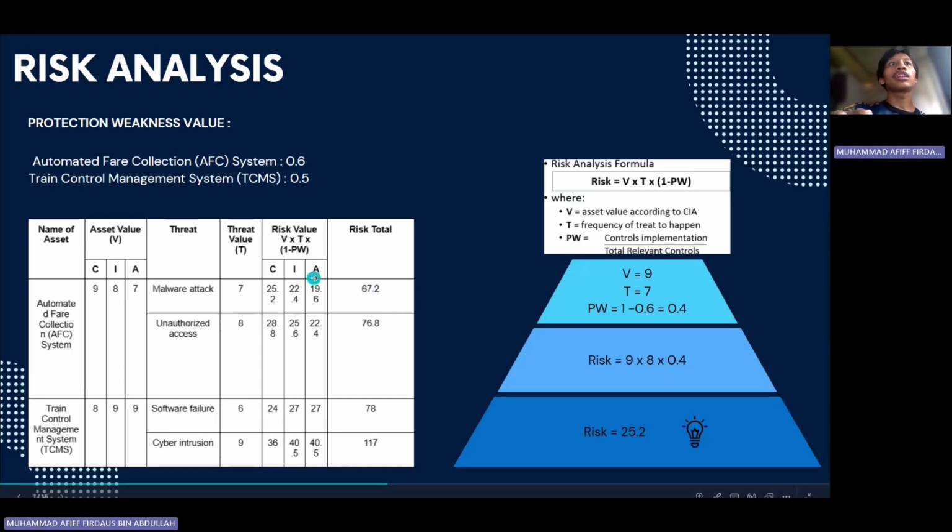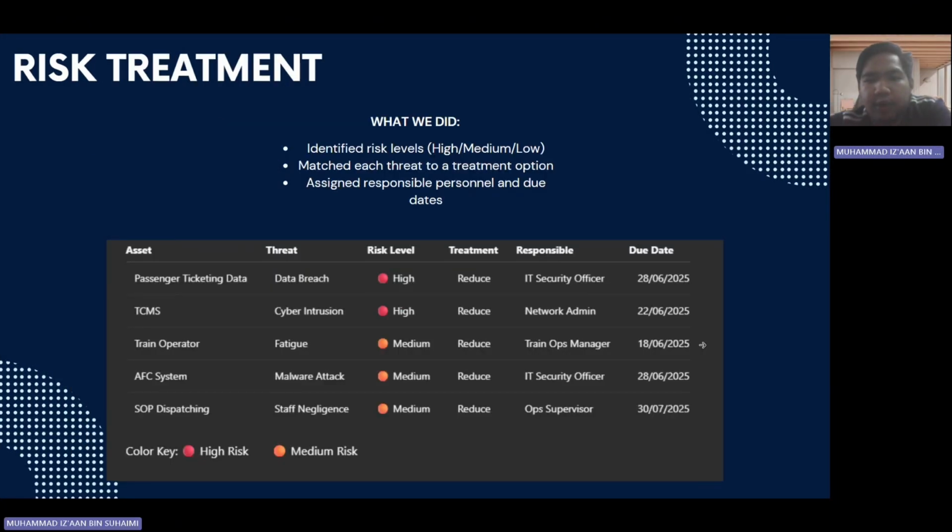So we do another calculation for integrity and availability too, and after getting all the values, we add confidentiality, integrity, and availability, and then we will get the total risk for each asset value and threat. So that's how we calculate the risk analysis. Thank you.